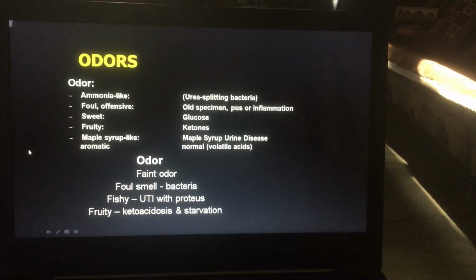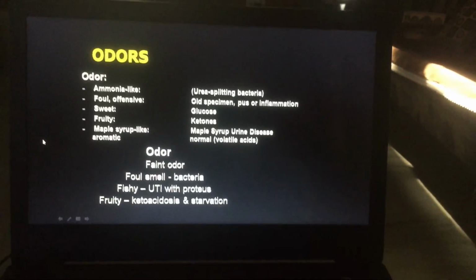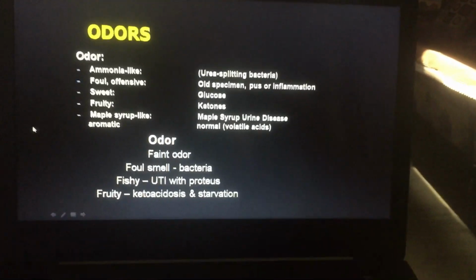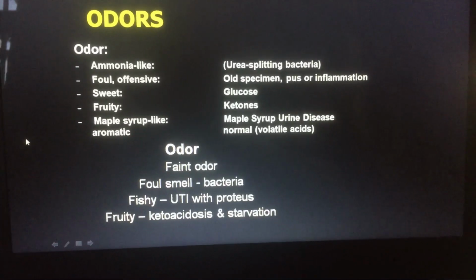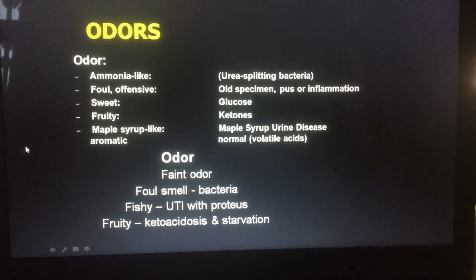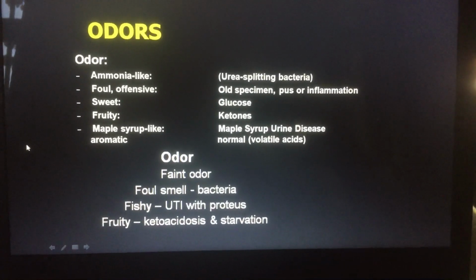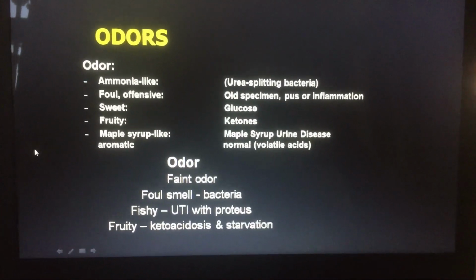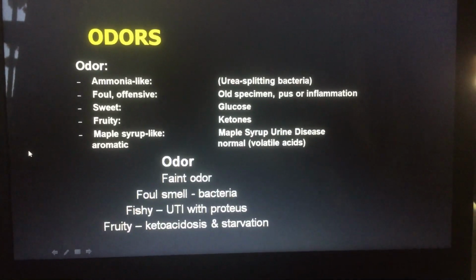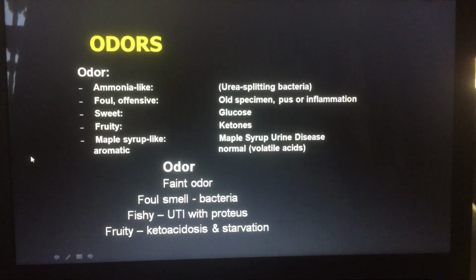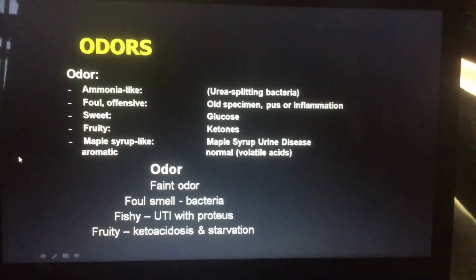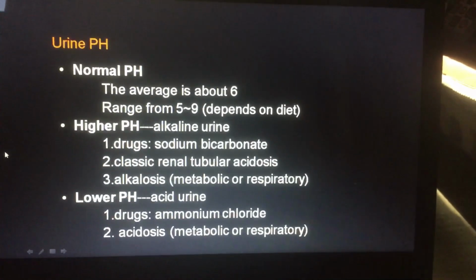Another test which can be done in a physical examination, which does not require a urine strip, is called odor. A very fruity smell gives you an idea regarding diabetic ketoacidosis. A maple syrup like smell is in case of maple syrup urine disease. Fishy odor in case of a UTI with Proteus organism. Very foul smelling in presence of Klebsiella, Pseudomonas, and E. coli infection in the urinary tract. And urea, ammonia smell in case of urea splitting organisms. So odor can give you some idea regarding some of the disorders.